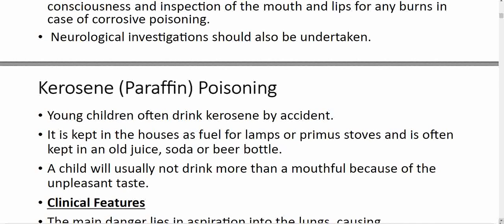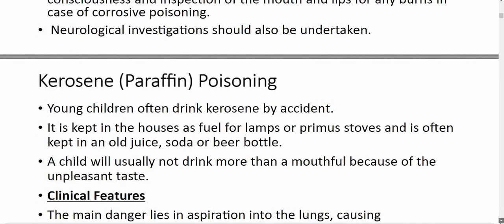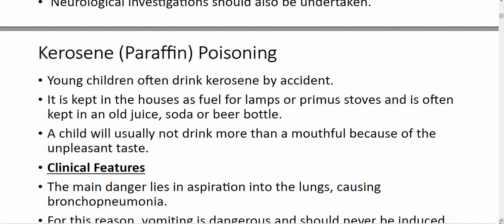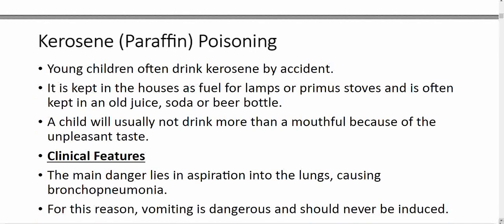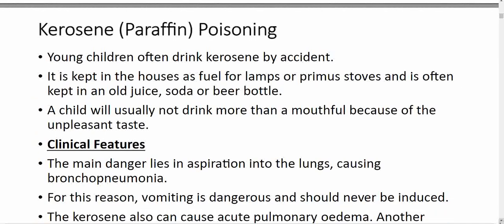So let's check individual poisons, starting with paraffin poison. Young children drink kerosene by accident, like I told you about my story. It's kept in the houses for lamps or primus stoves, and is often kept in an old juice or soda or beer bottle, or even a water bottle like my case. A child will usually not drink more than a mouthful because of the unpleasant taste. So clinical features: the main danger lies in aspiration into the lung, causing bronchopneumonia.